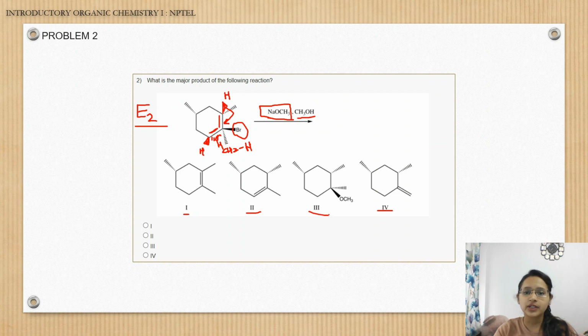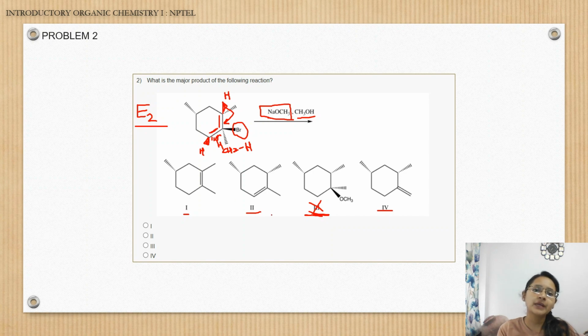Here, substitution is not going to happen in the very strong basic condition, so elimination is operative first. So option number 3 is eliminated. Now you have to look at which will be the possible answer: either option number 1, option number 2 or option number 4. Now, among the three options, you have to look out which is the correct one.